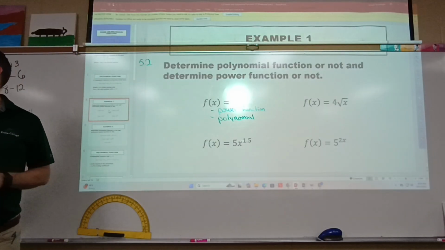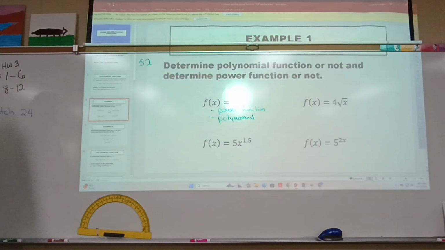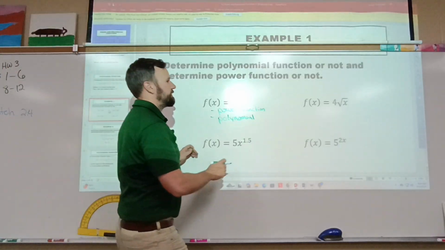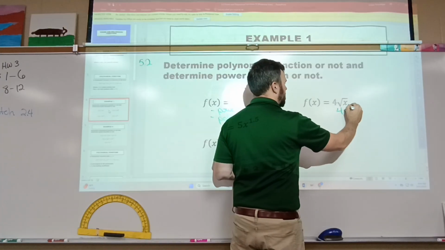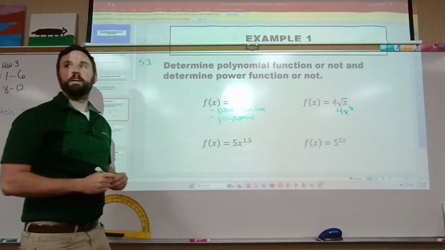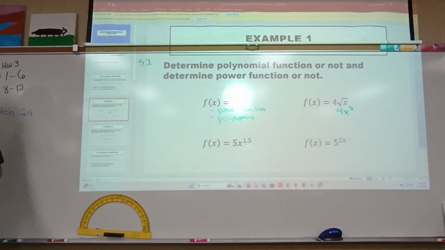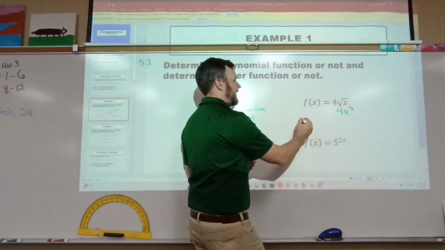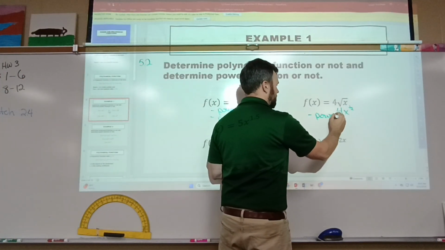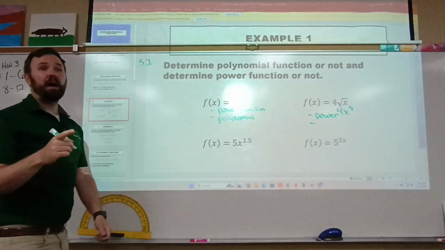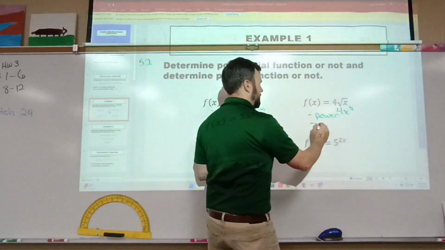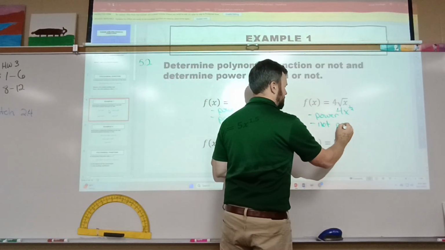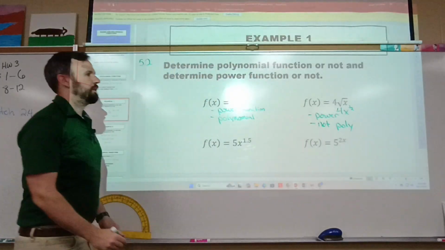All right. Is this the same thing as 4 times x to the 1/2? Right? A square root is a 1/2. So is it an x to a power? Yes. So it is a power function. But is that power a whole number? No. So it's not a polynomial. Okay? Does that make sense?